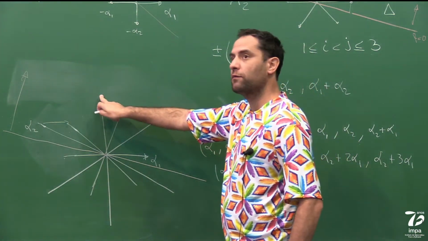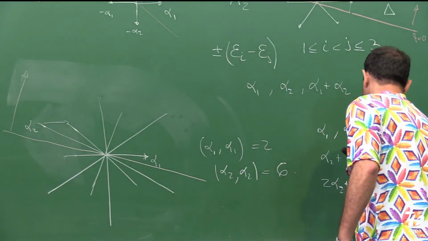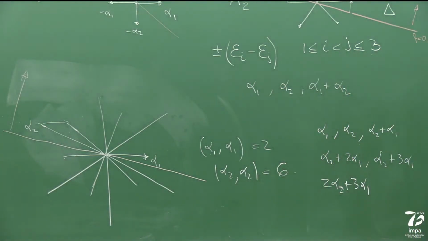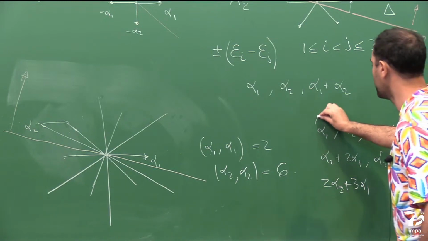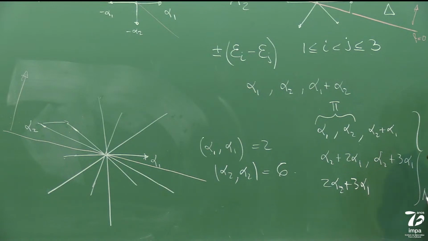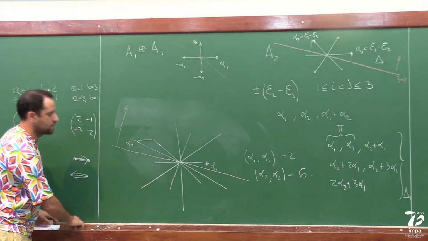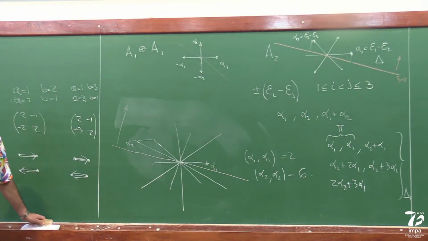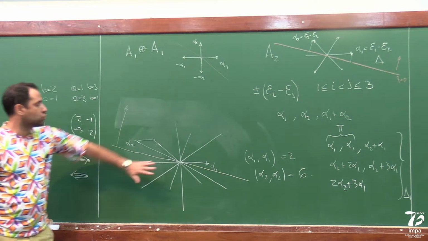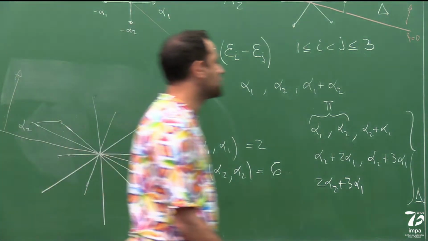And then the last positive one is this one, which is 2 alpha 2 plus 3 alpha 1. Okay? And these are the simple ones. And this whole thing is delta positive. Well, you see that you have there 6 positive roots total. So there are 12 total roots in this system plus 2 of the rank. That's the dimension of G2.